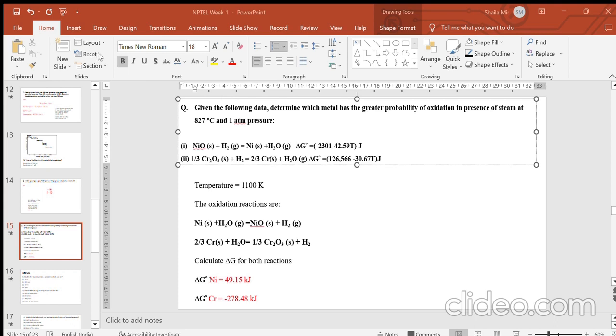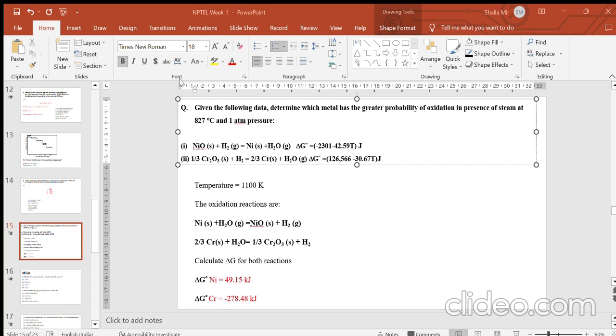So you are given two equations. You are given their delta G, which is the Gibbs free energy values, and you are given the temperature, which is 827 degrees Celsius. So you have to solve these equations. How will you solve it? The reaction which will have a lower Gibbs free energy will be oxidized more, right? The negative Gibbs free energy means the reaction is more feasible, more favorable than the other reaction. So based on the Gibbs free energy value, you can determine which of the oxides' formation is more favorable.